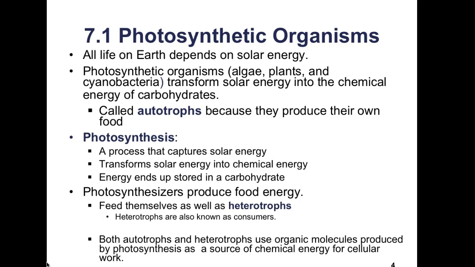So we know that photosynthetic organisms are algae, plants, and cyanobacteria. Photosynthesis is a process that captures solar energy and transforms solar energy into chemical energy. And the energy ends up being stored in a carbohydrate. If you think about the gummy bear, when it was put into that potassium chlorate, all that energy that was released from that gummy bear, and all the sugars that are in that gummy bear. So you can see that you do get quite a bit of energy out of glucose. Photosynthesizers produce food energy that is used to feed heterotrophs, which are consumers.